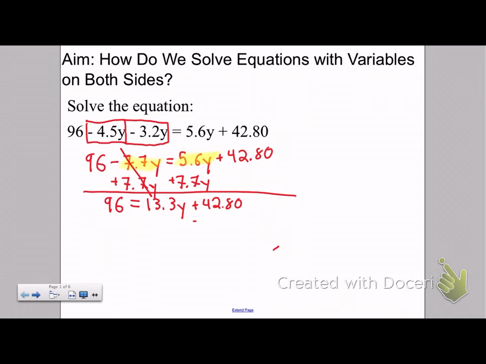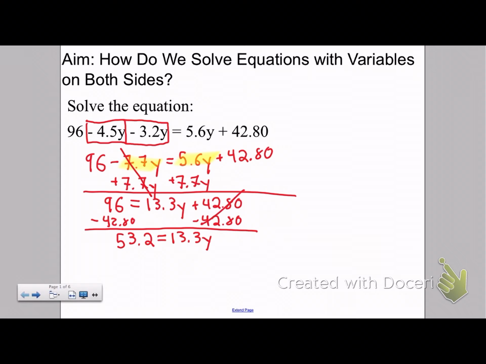Now, since I moved all my variables to the right hand side, I need to move my non-variables to the left hand side. So I need to subtract 42.80 from both sides. When I subtract 42.80 from both sides, 96 minus 42.80 is equal to 53.2 equals 13.3y comes down, and 42.80 minus 42.80 cancels out.